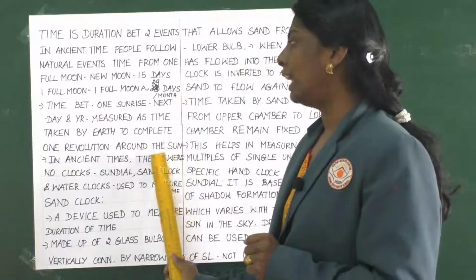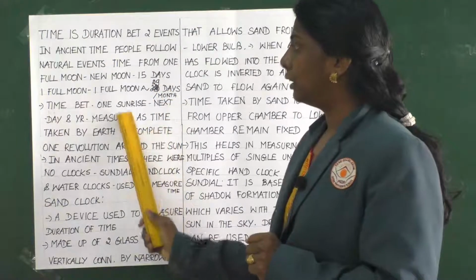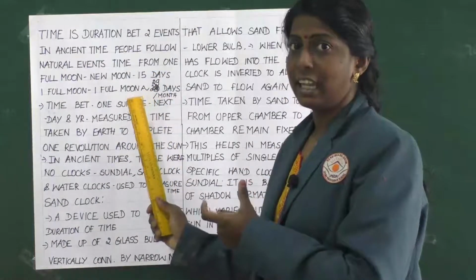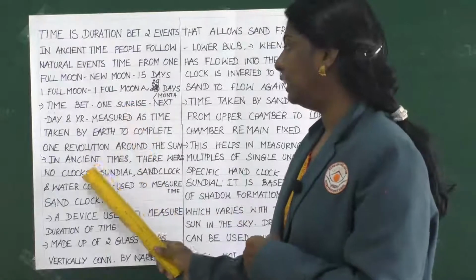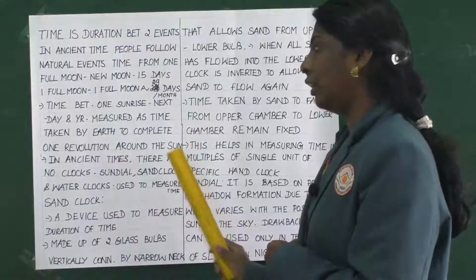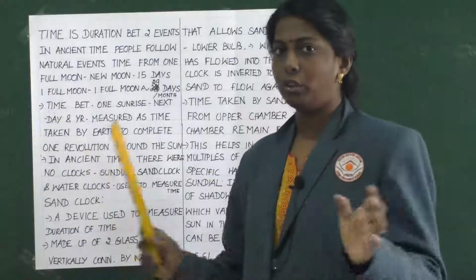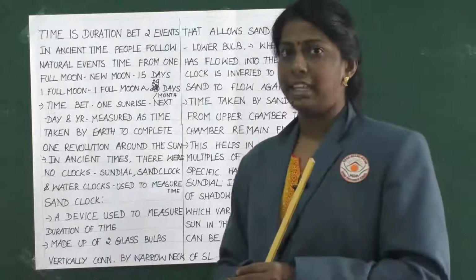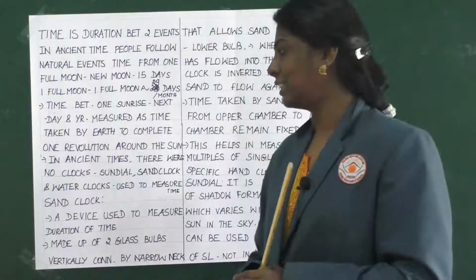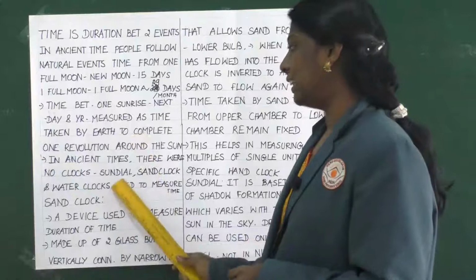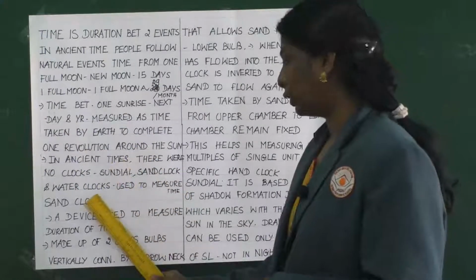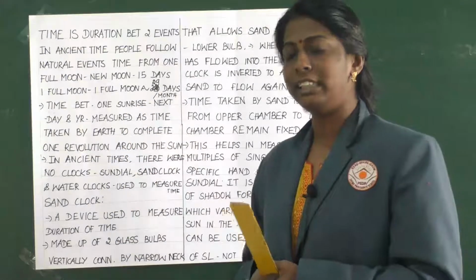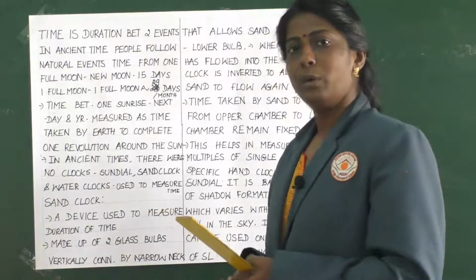Clear? So like this, in ancient days, time was scheduled and measured in such ways. In ancient times, there were no clocks. They were not following clocks. But still, they knew the time exactly. Is it not? Yes. So they were using sundial, sand clock and water clock. All these things in ancient days they were using to measure the time. So let us learn one by one.